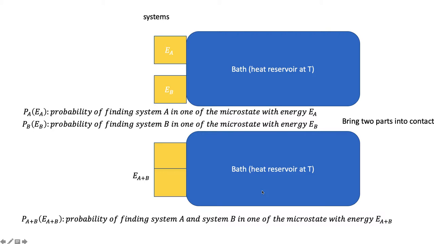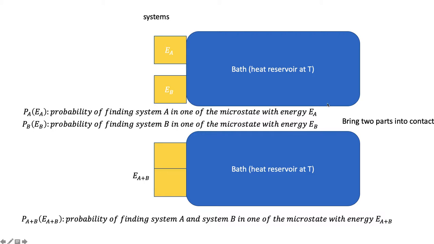Well, let's do a very simple derivation. Imagine you have a bath, a heat reservoir, and you have two smaller systems, one called A and one called B. In system A, you have energy EA. In system B, you have energy EB. Let's denote two things. PA(EA) will be the probability of finding system A in one of the microstates with energy EA, and similarly PB(EB) is the probability of finding system B in a microstate with energy EB.